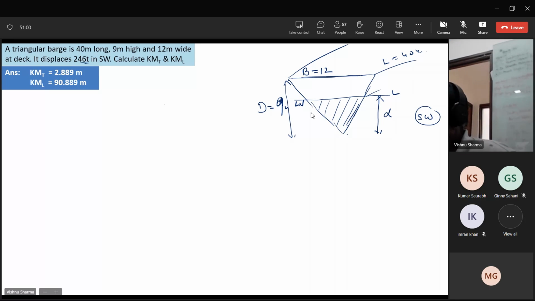Correct, beta? If I get the cross-sectional area of the shaded triangle and I multiply by the length of the vessel, will I get the underwater volume? Yes or no? Yes, sir. And if I multiply that volume with the density, will I get the displacement? Yes. Now to get the area of the shaded triangle, I need to get this value b. Yes or no, beta? Without this, I cannot get the area of the triangle. Am I right? Correct, beta? Yes, sir.